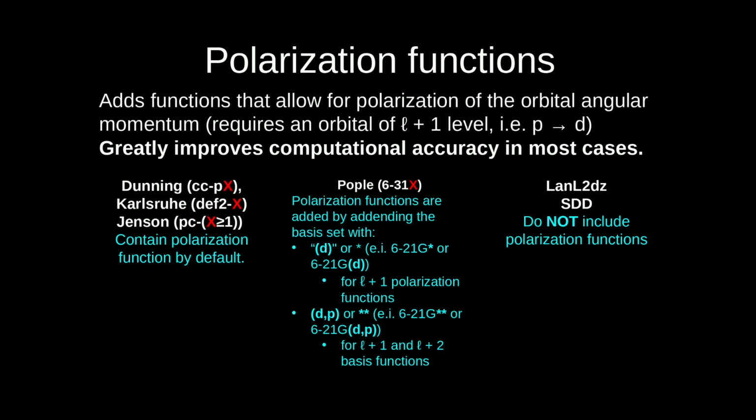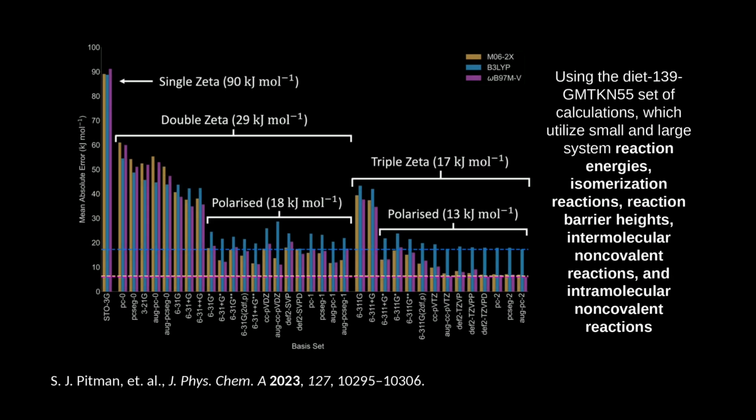The Dunning, Karlsruhe, and Jensen families of basis sets include polarization functions by default. The Pople family of basis sets can be amended to include polarization functions by adding d for a single level of polarization or dp for two levels of polarization. One thing to note is that the LANL2DZ and SDD basis sets do not include polarization functions. So if you believe that your calculation will be improved by the addition of polarization functions, I would not suggest using these basis sets.